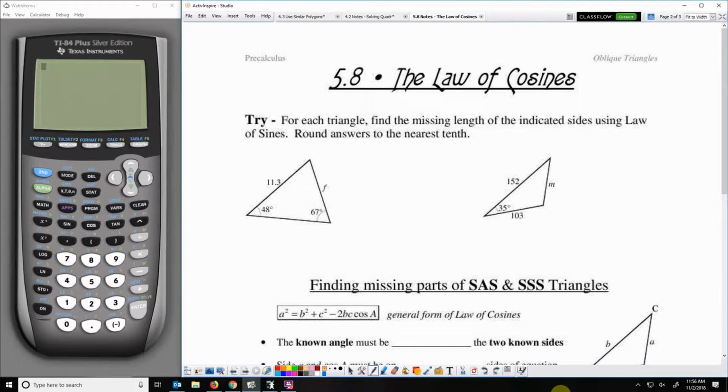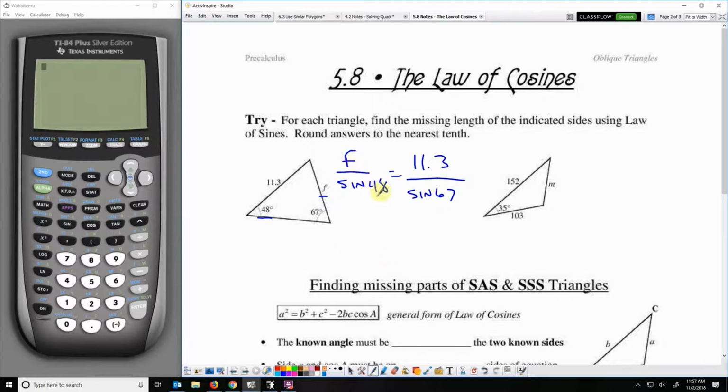Today we're going to learn how to use the law of cosines, but first let's start with a little review of the law of sines. So the law of sines, I've got a side opposite an angle, so I'm going to use f over sine 48 equals another side over its opposite angle, 11.3 over sine 67.